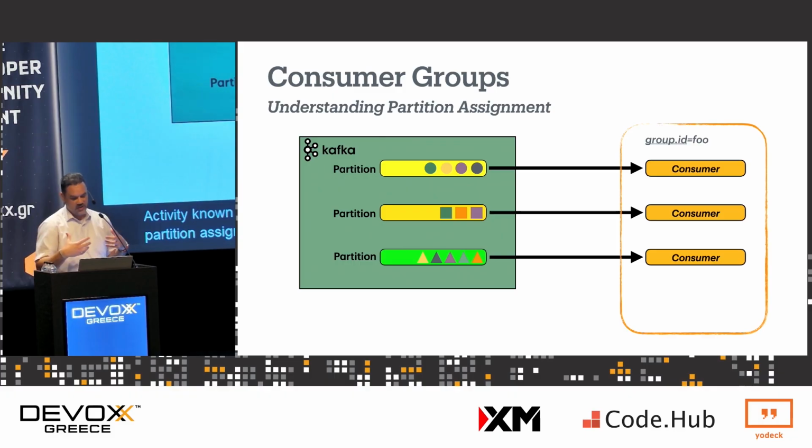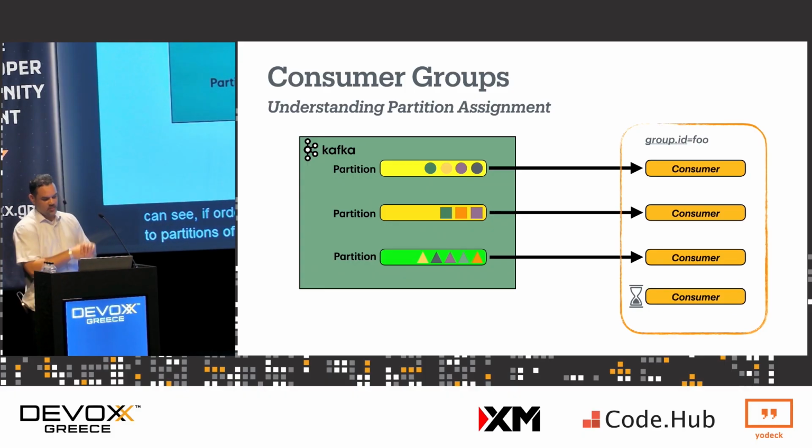But as you can see, if order is of the essence, then we can only have this ratio of 1-to-1 consumer to partitions of a topic. If we started another instance of our consumer that is beyond the count of our partitions, then that's going to be an idle consumer. It's not going to do anything until one of our other consumers drops out or the rebalancing process happens for that consumer group.